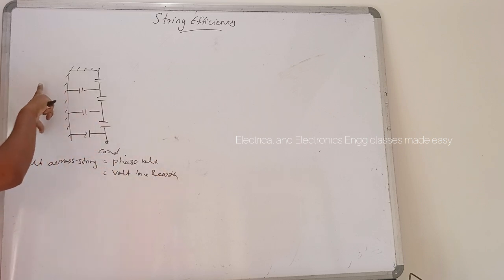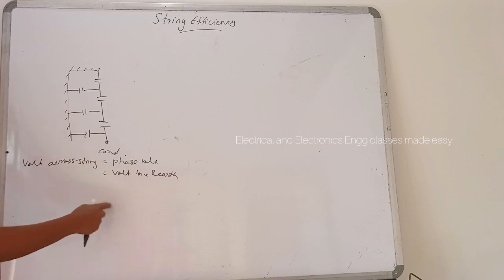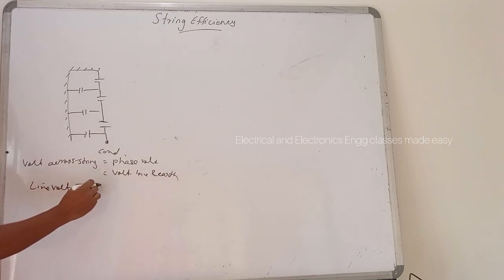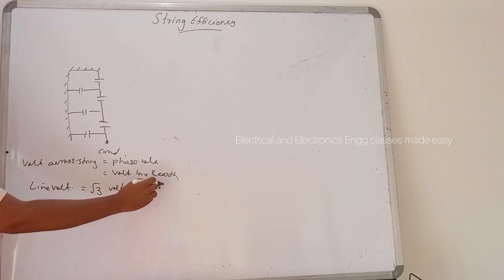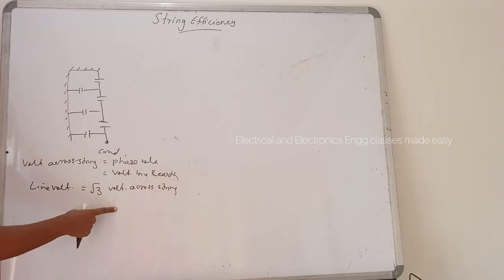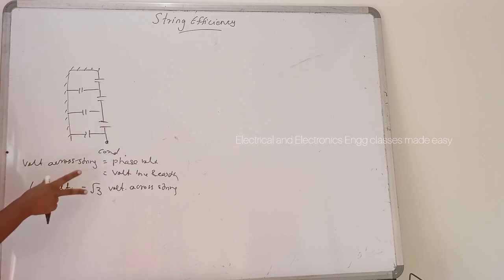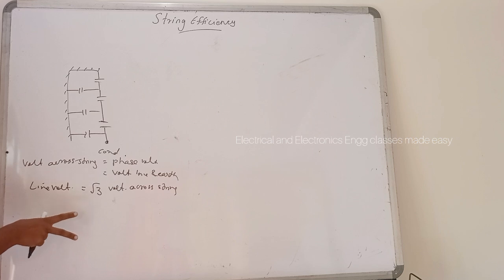So the voltage across the string is the phase voltage, and if we want to find the line voltage, then multiply with root 3. Root 3 times the voltage across the string gives the line voltage. So that is about the important points regarding string efficiency. In the next class, let us discuss the problems related to string efficiency.